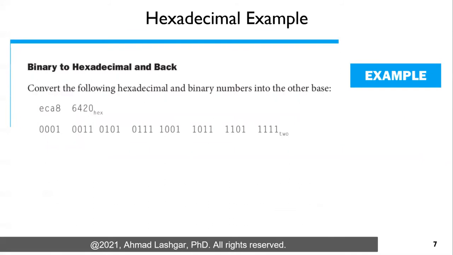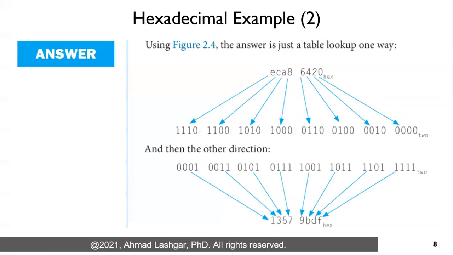This example here shows how we can convert hex number to decimal, hex number to binary, and from binary back to hex. Here we see how we can convert an 8-digit hex into 32-bit binary and vice versa. This conversion can all be done by looking up the table we saw in the previous slide.